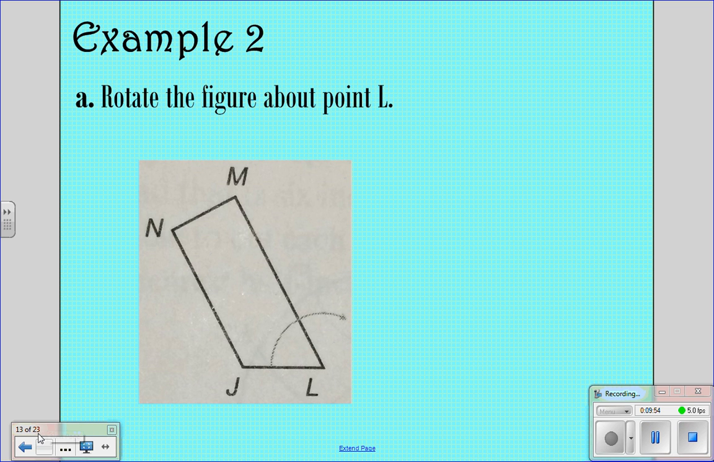Okay, looking at this next one, we want to rotate the figure about point L. So the way that we do that, you see this arrow here. We are going to rotate it that far, okay? So our figure is going to end up looking something like this.